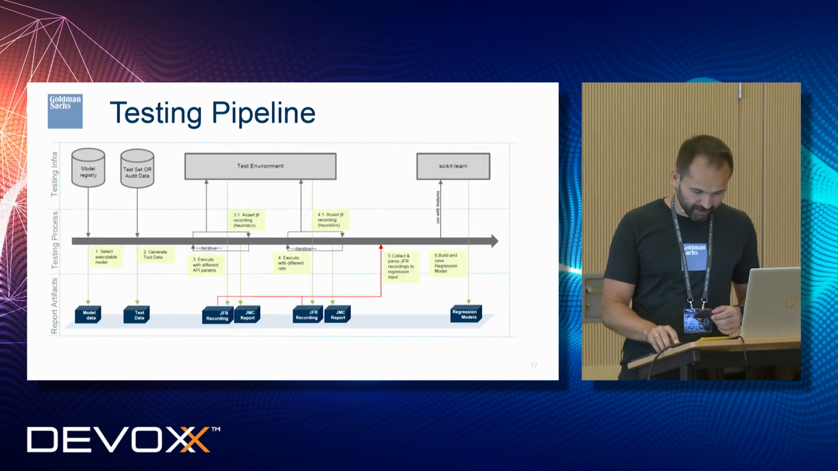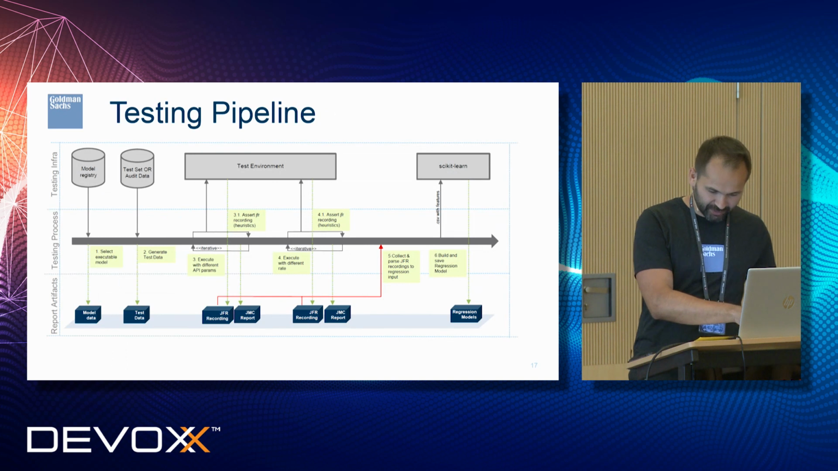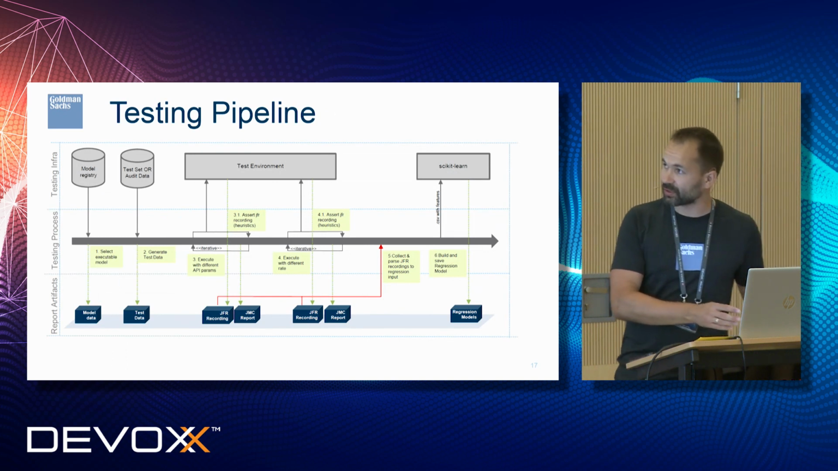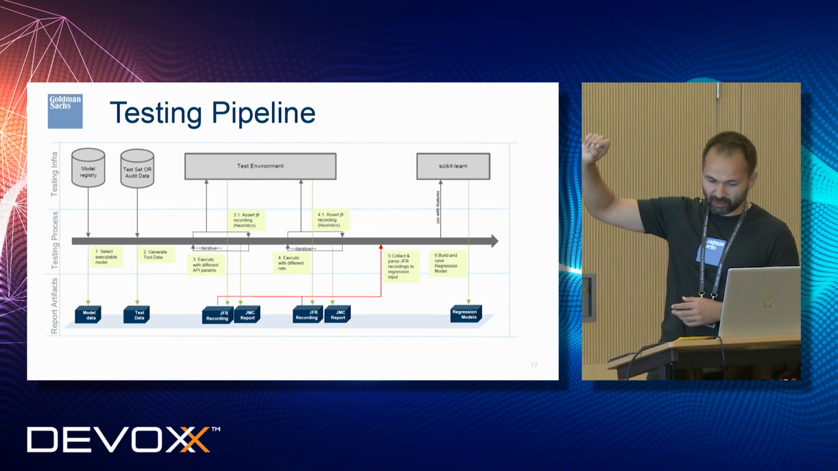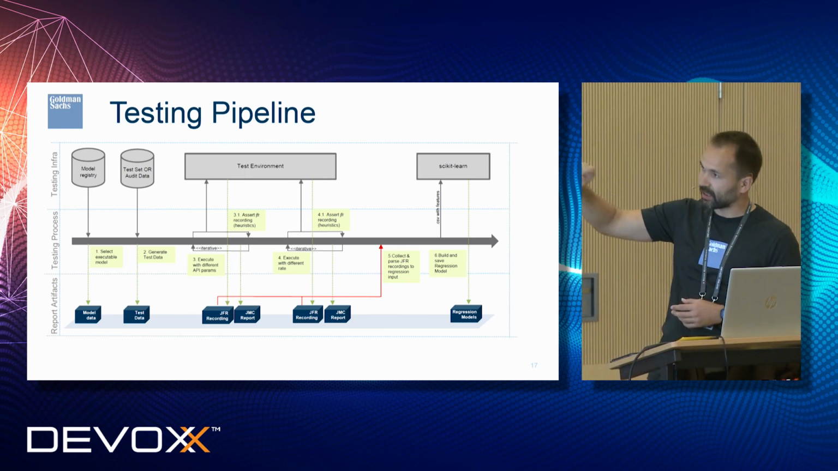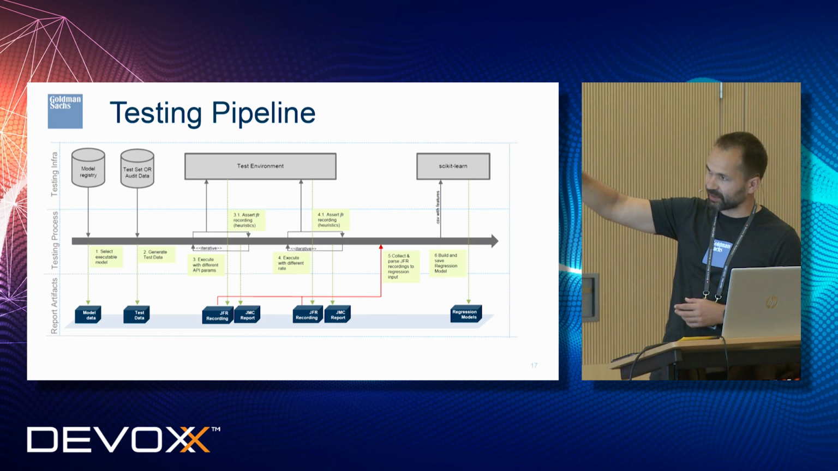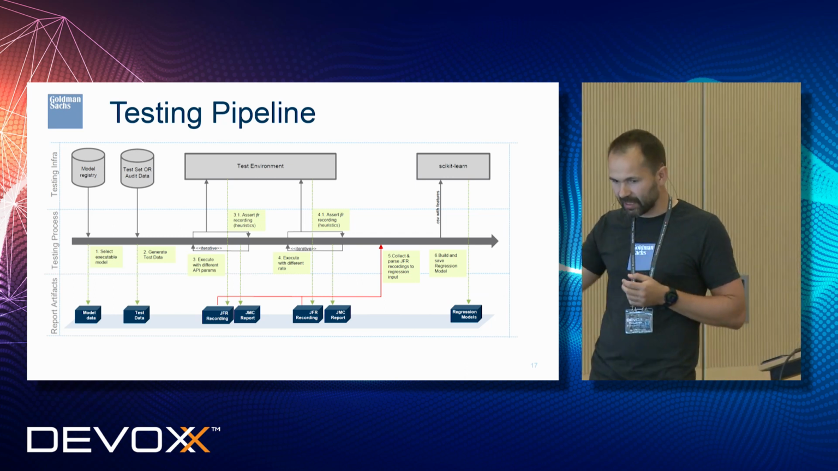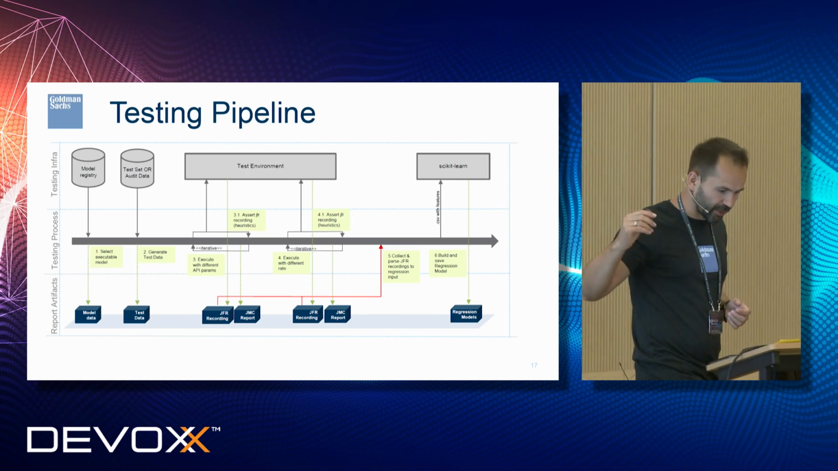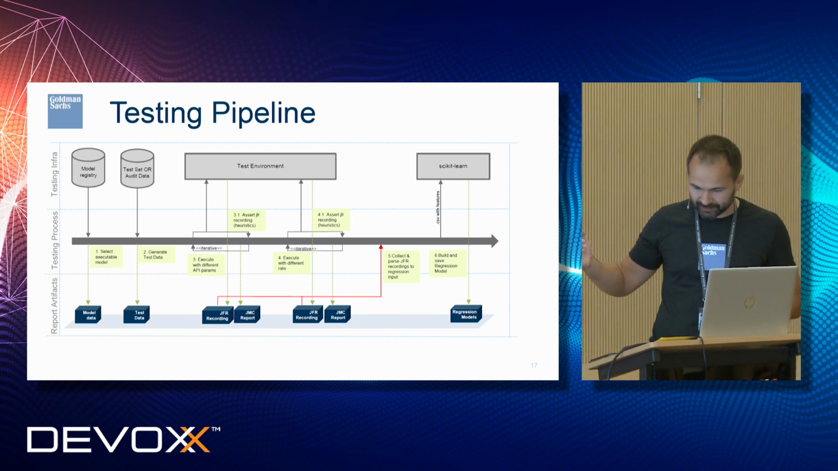All right, so what did we build? We built a testing pipeline. What you see here is, in the top bar, there is a testing infrastructure. In the middle bar, there is an algorithm that I'm going to describe in a second. And in the bottom bar, there are report artifacts that we collect.